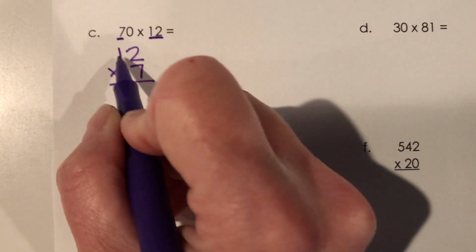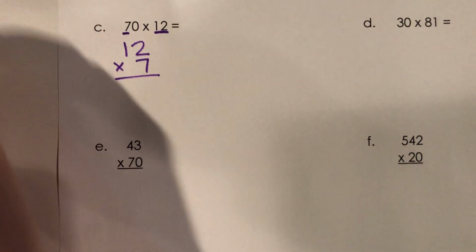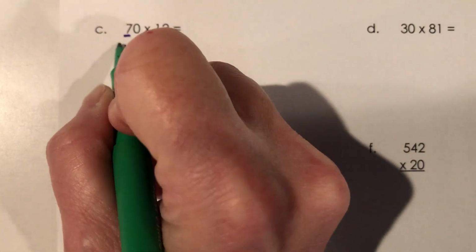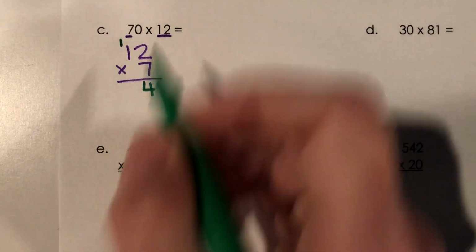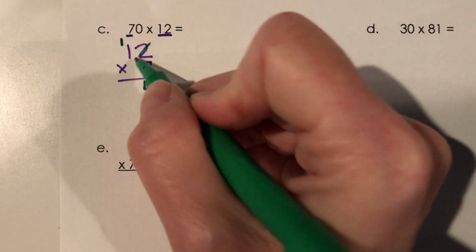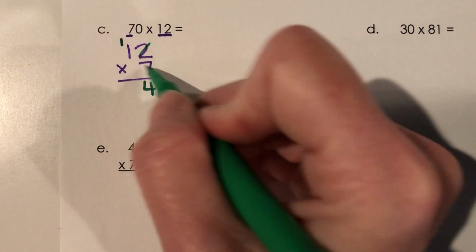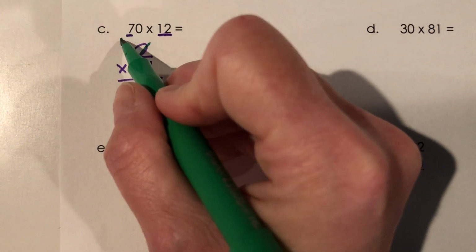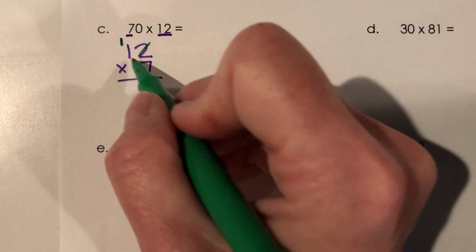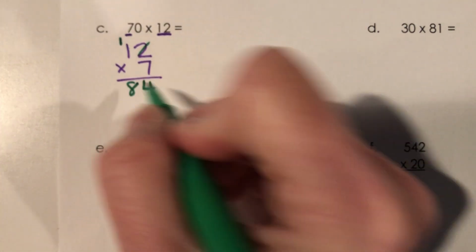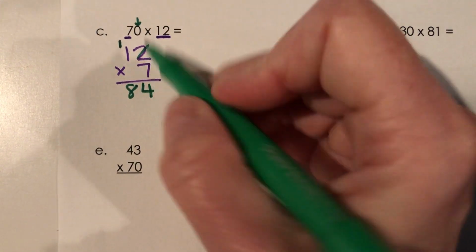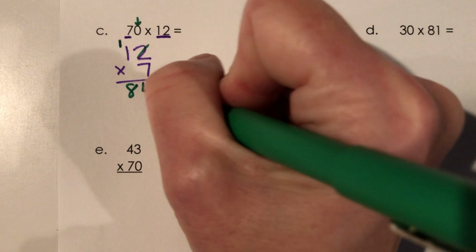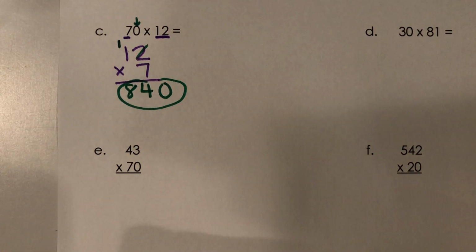It will make people at home so much happier too, I know. So 7 times 2, that is 14. So I'm going to have to carry my 1. So there's my 14. Now I'm done with this 2. Now I need to take 7 times 1. 7 times 1 is 7, and we have to add whatever's being carried. So 7 times 1 is 7, plus 1 is 8, and we get 84. And now you cannot forget, 12 times 7 is 84. That means 12 times 70 is 840.